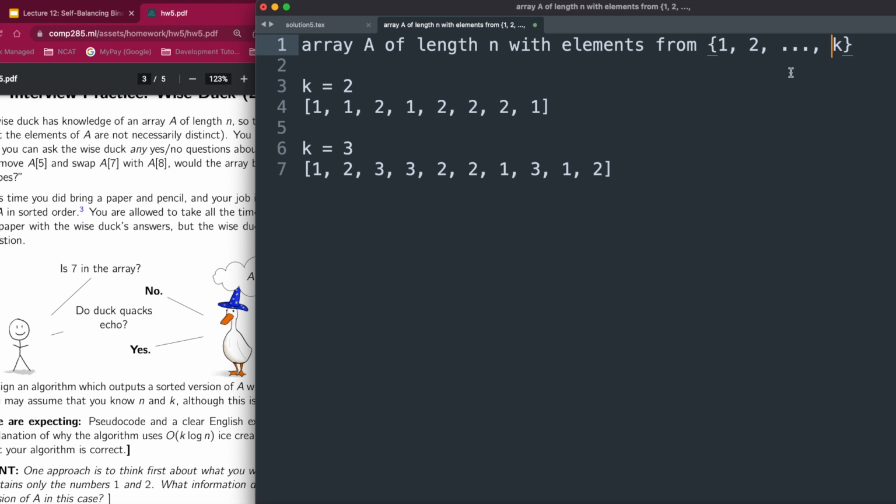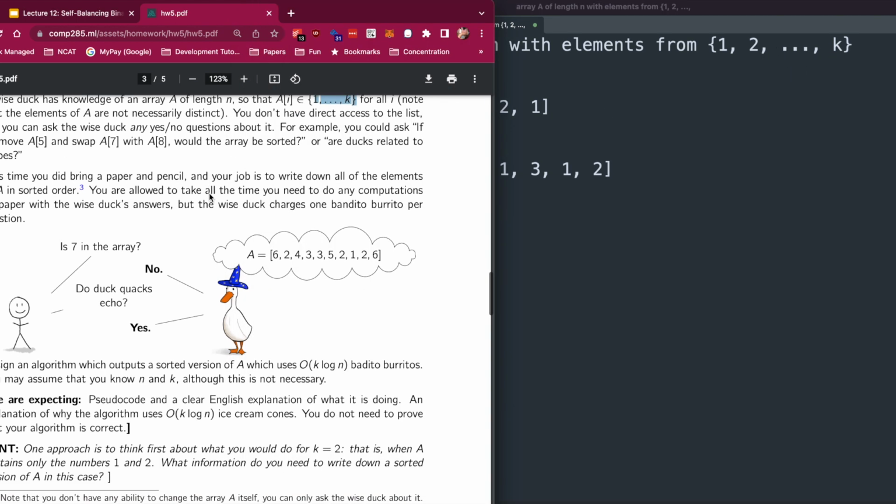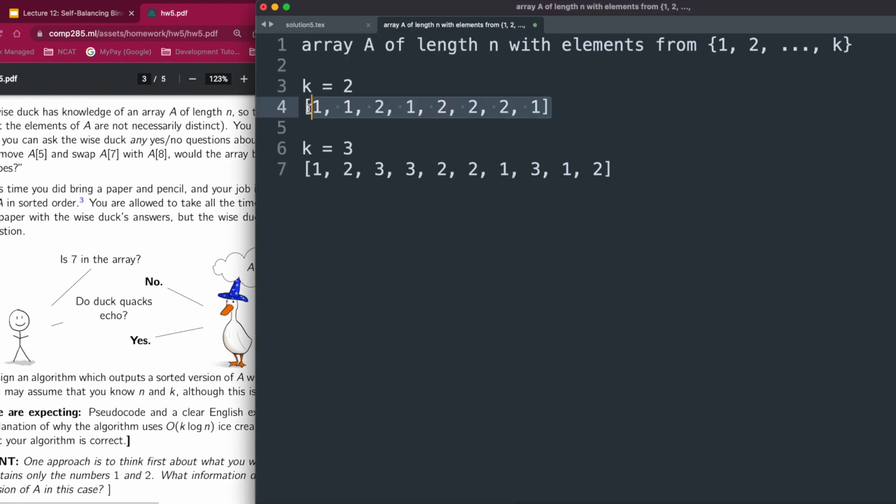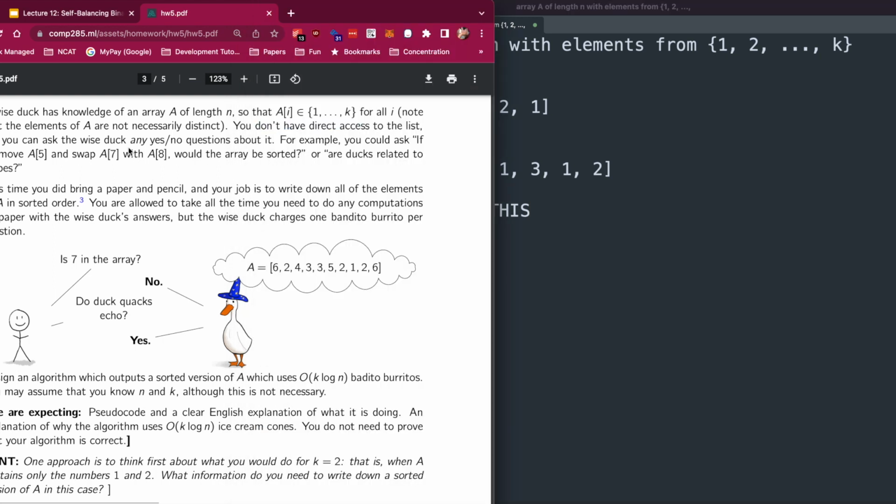just set one, two, dot, dot, dot, k. Now the other thing is you don't have access to this list, so you cannot see what the elements actually are. You cannot see what A is. There is nothing you can do to access A. So if your algorithm does something like A sub 0, you cannot do this. If you try to access the 0th element, it is impossible. There is no way for you to see any element within A. So again, you don't have direct access to the list.